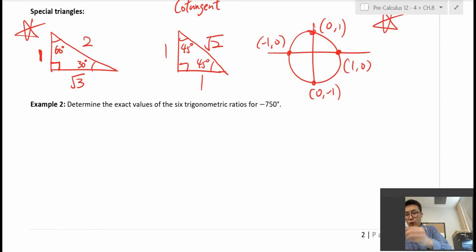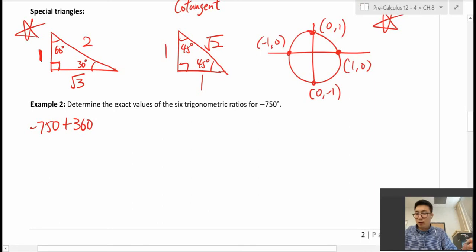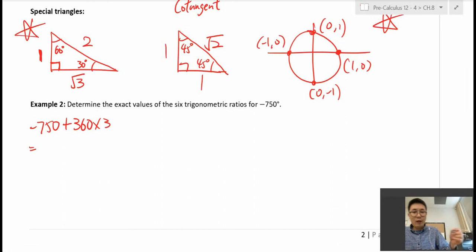To find a coterminal angle of negative 750, you could add or subtract 360, but clearly you don't want to subtract more. So you want to add 360 to make it positive. If you do it twice, it's negative 30. I'm just going to do it 3 times, because I like to keep it positive. I think this is going to be 330, and yes, it's 330. So this is 330 degrees.